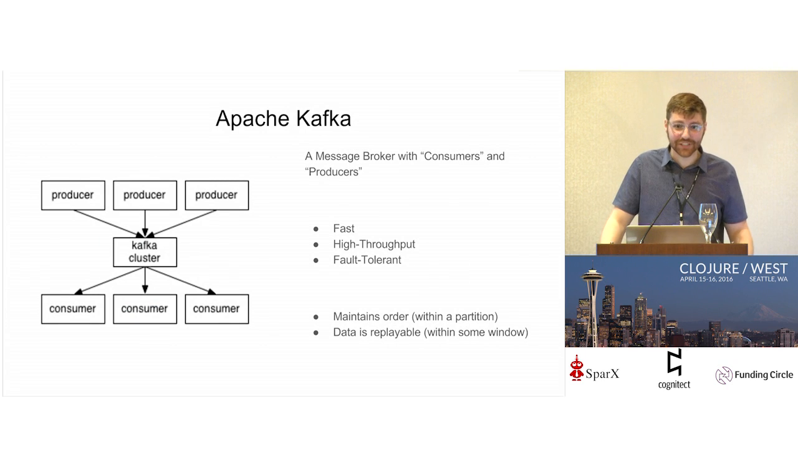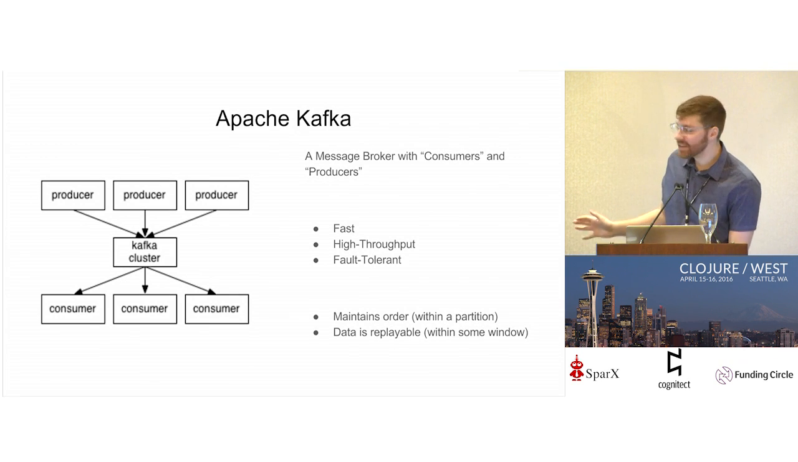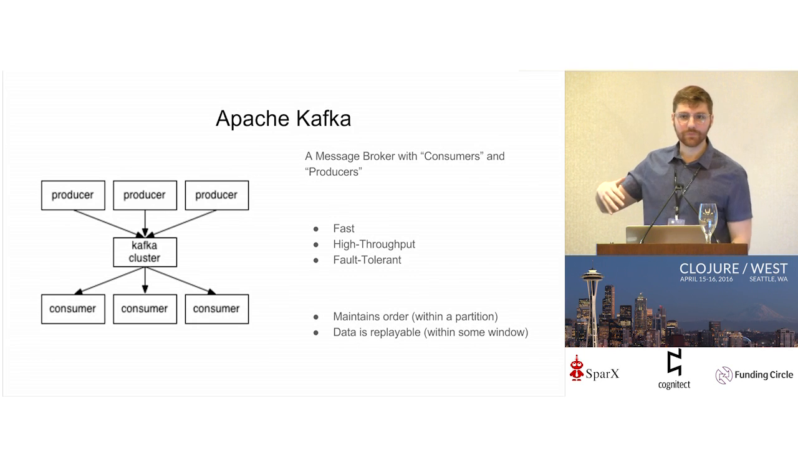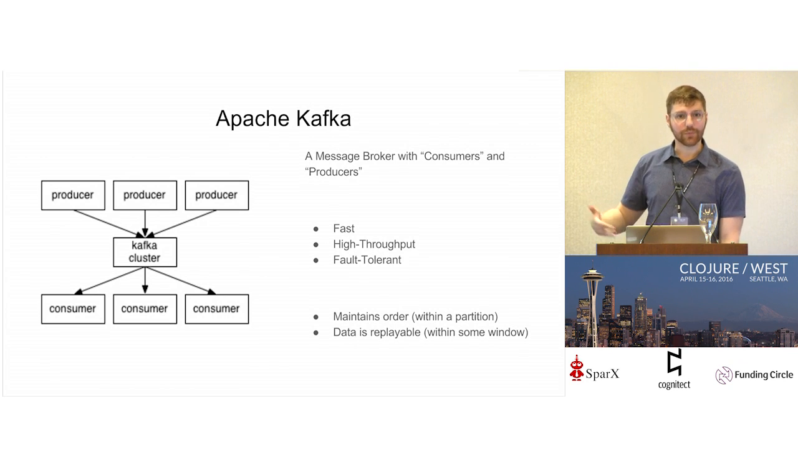So in comes Apache Kafka. So what is Apache Kafka? Kafka is a fast, high-throughput distributed message bus, basically. You can kind of think of it as, or a commit log is actually what people often call it. You have producers that write to it, and you have consumers that read from it.